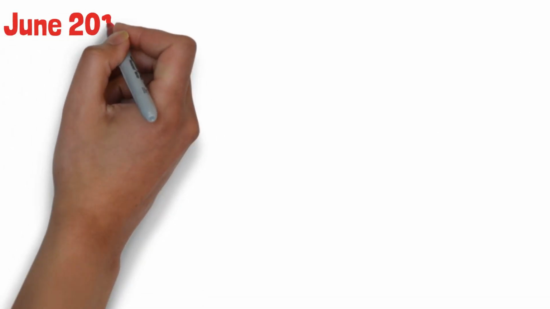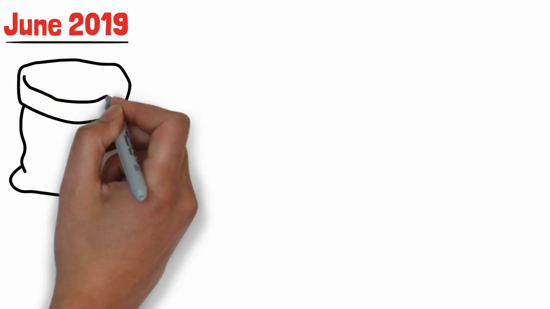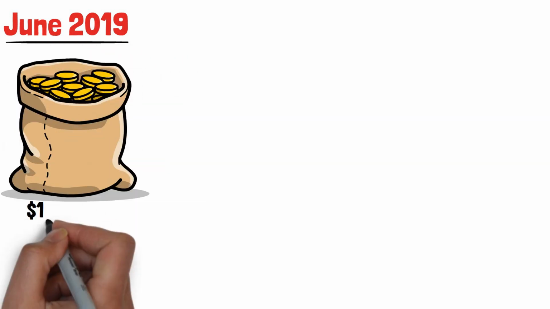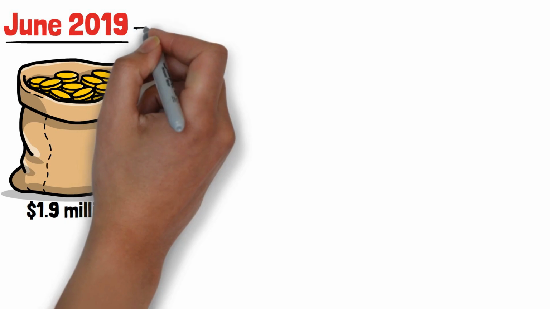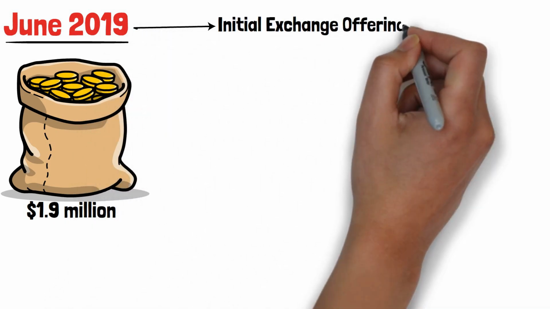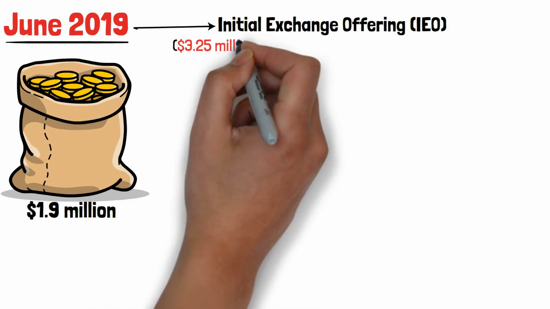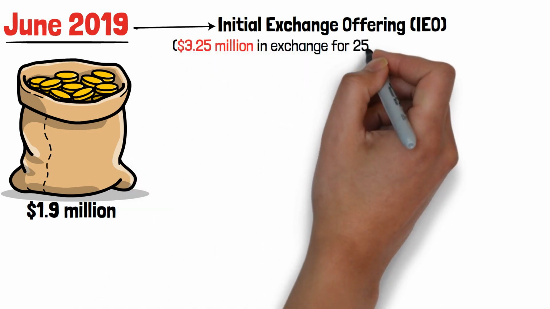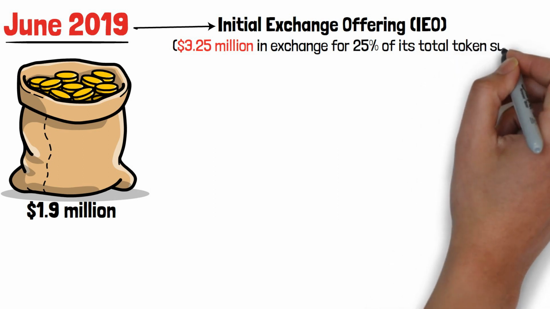In June 2019, the project conducted a private investment round, raising $1.9 million from several angel investors. That same month, Elrond held an initial exchange offering, or IEO, that raised $3.25 million in exchange for 25% of its total token supply.